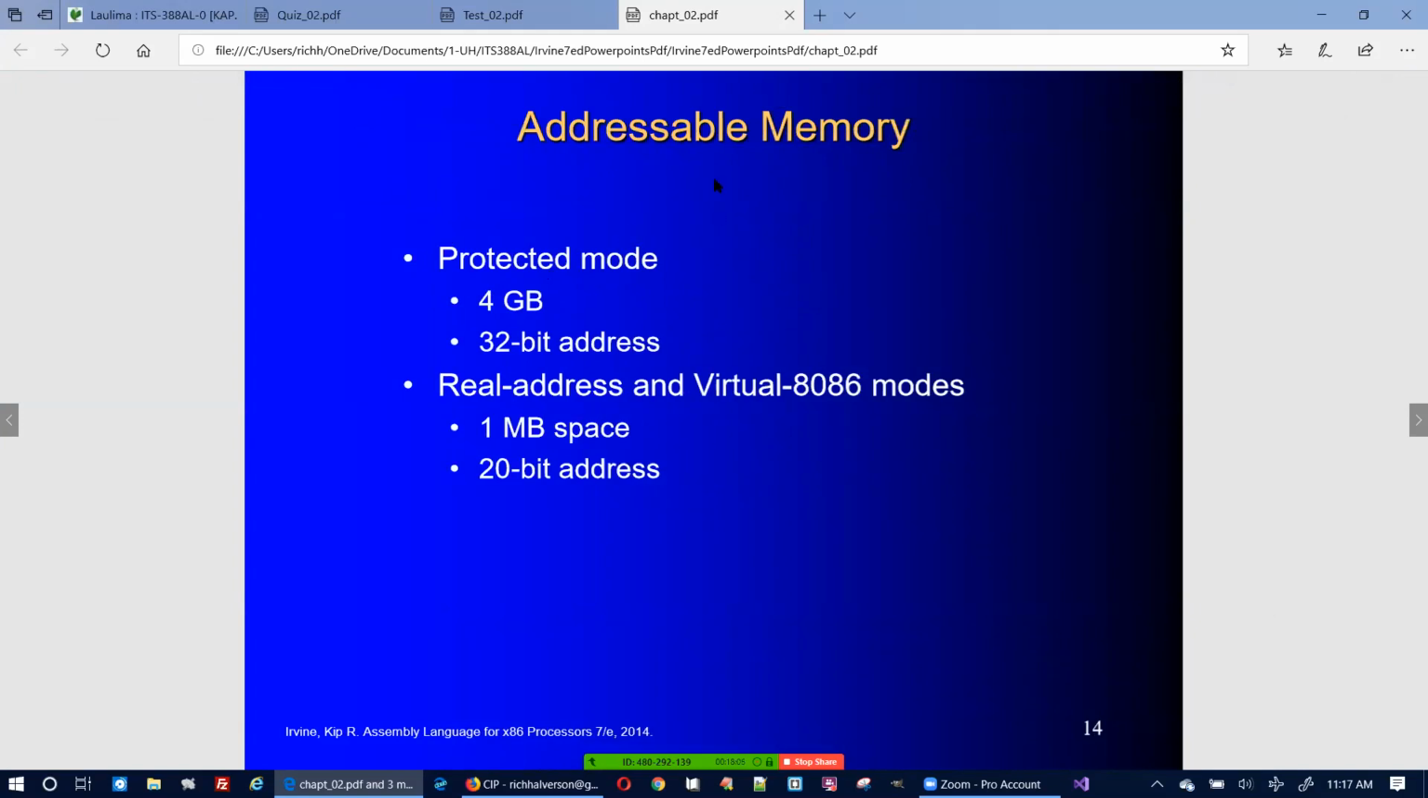And then there are some additional registers here to support floating point and memory management. So for addressable memory, in protected mode, I'm sorry, it's 4 gigabytes. That is 2 to the 32 power. That makes sense: a 32-bit address space. 2 to the 32 power is about 4 billion. Real address mode and virtual 8086 mode is just 1 megabyte of space, a 20-bit address. That was back in the old days, the old 8086 machines, you know, the 186, 286, and so on. I think it's just the 286. I can't remember, that might have gone up by then.